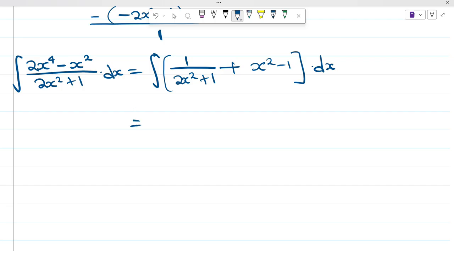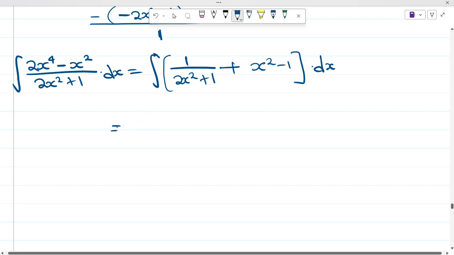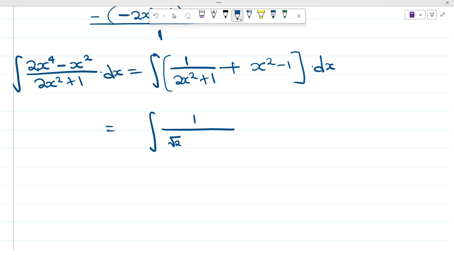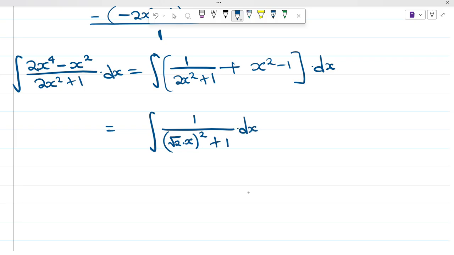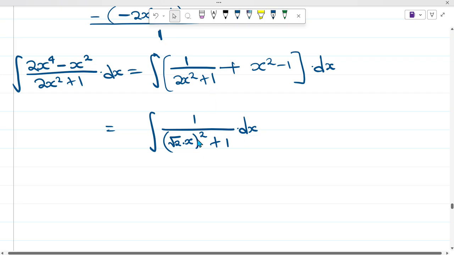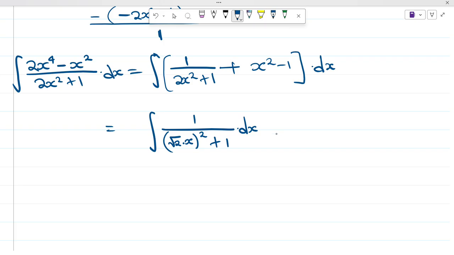We're going to split here, so we'll have the integral of 1 divided by, and we're going to rewrite 2x squared plus 1 in a nice format: square root of 2 multiplied by x, squared, plus 1, dx. So what I did there was rewrite 2x squared plus 1 in a nice format, so that we can see that it's a tan inverse. You understand?